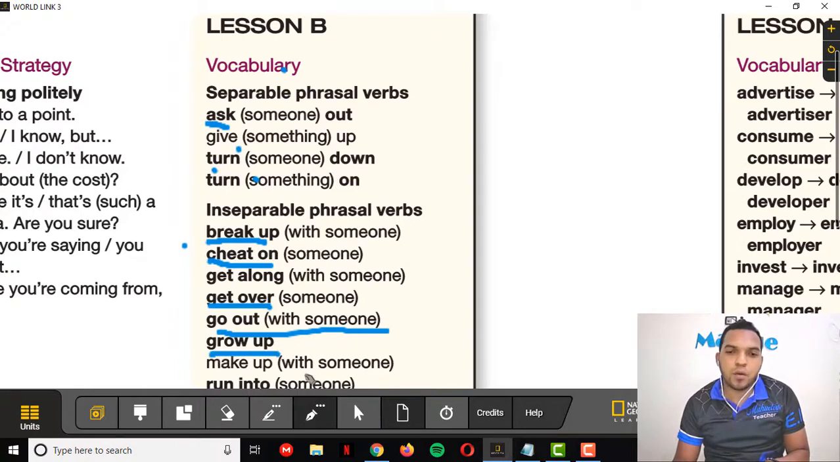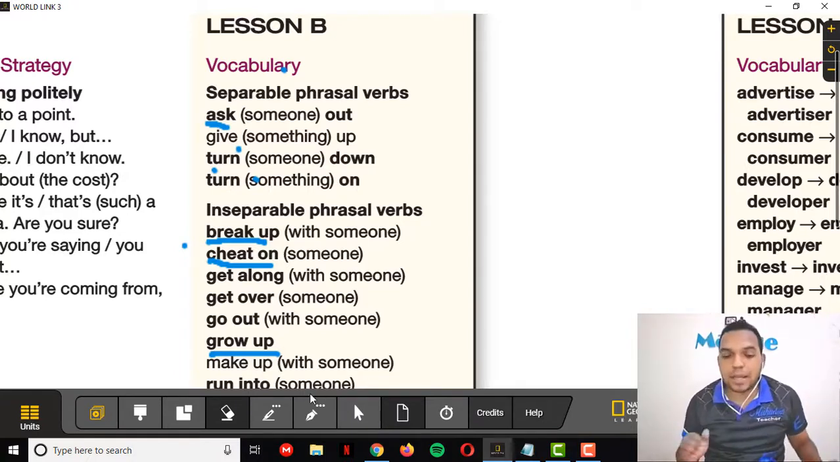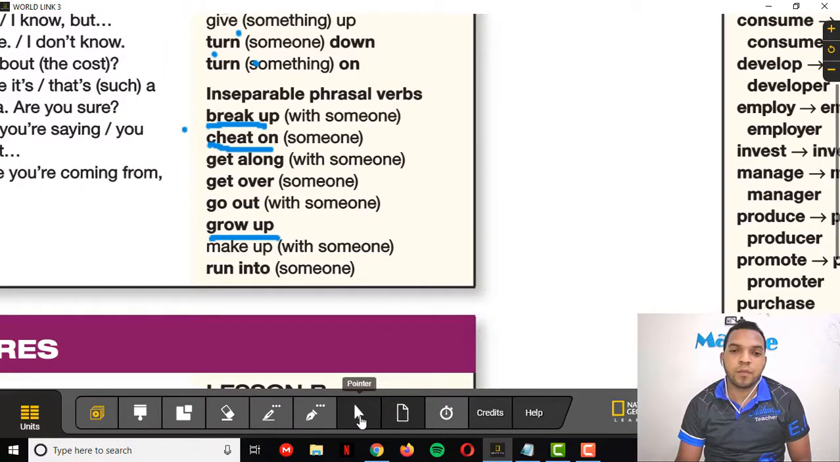The other one is grow up. Here in grow up, of course, since you are a kid, a baby, the babies have to grow up until they are adults or elder people until they die. So that is grow up. Every day we are growing up.